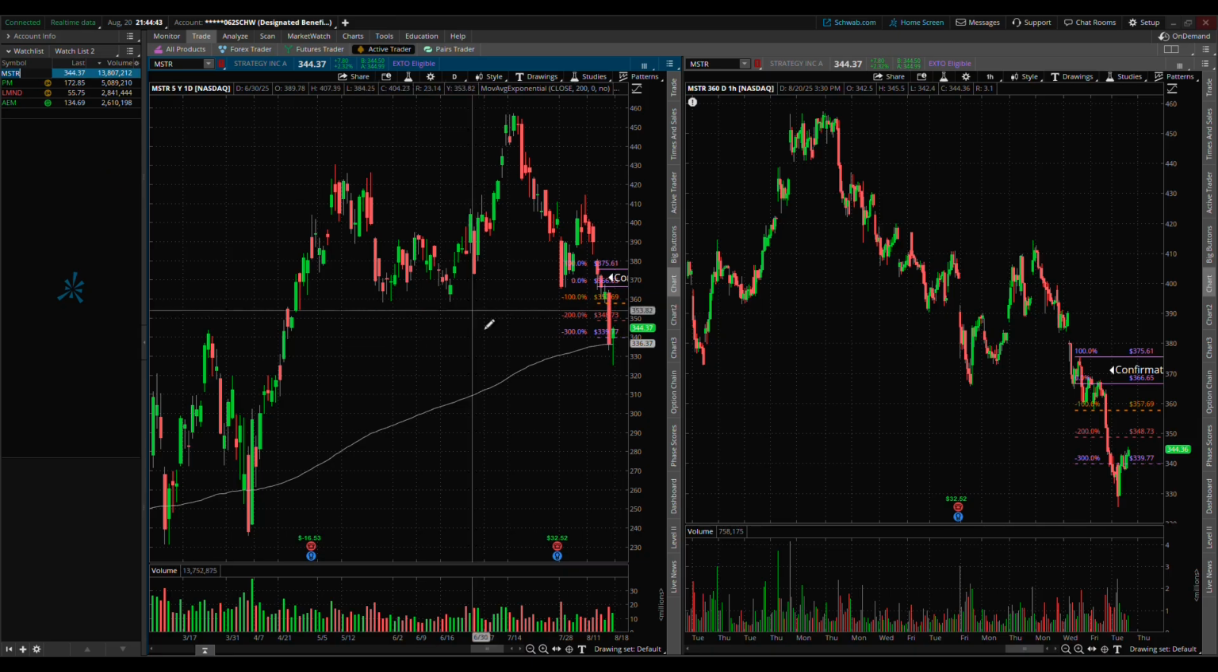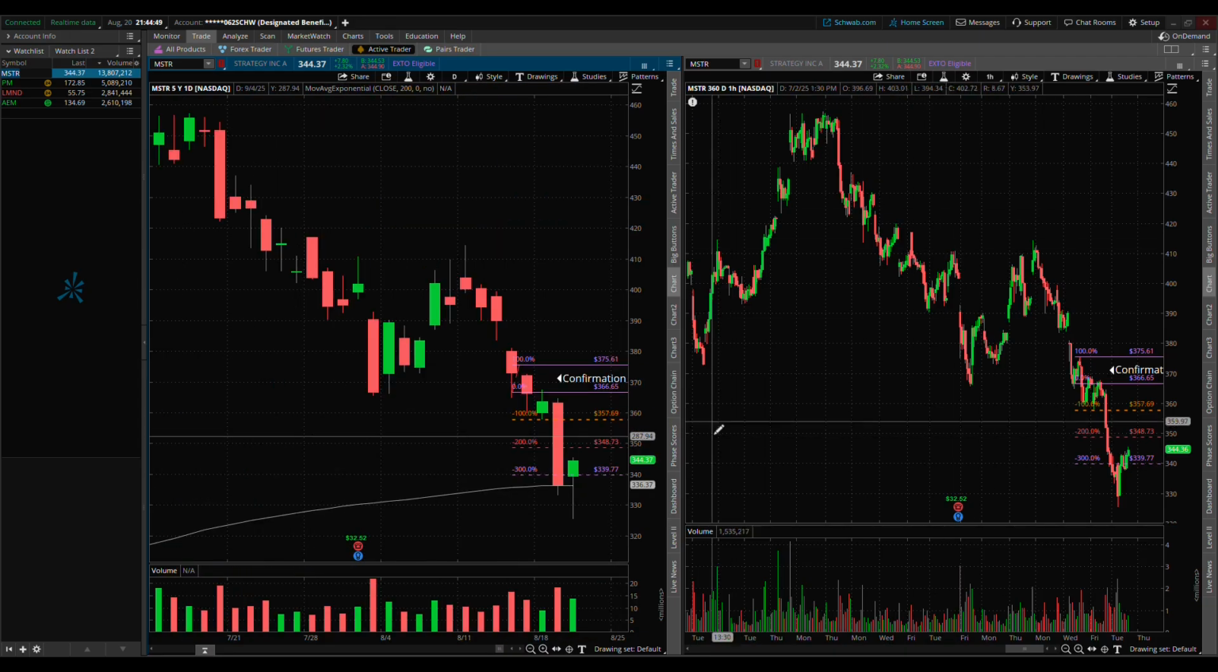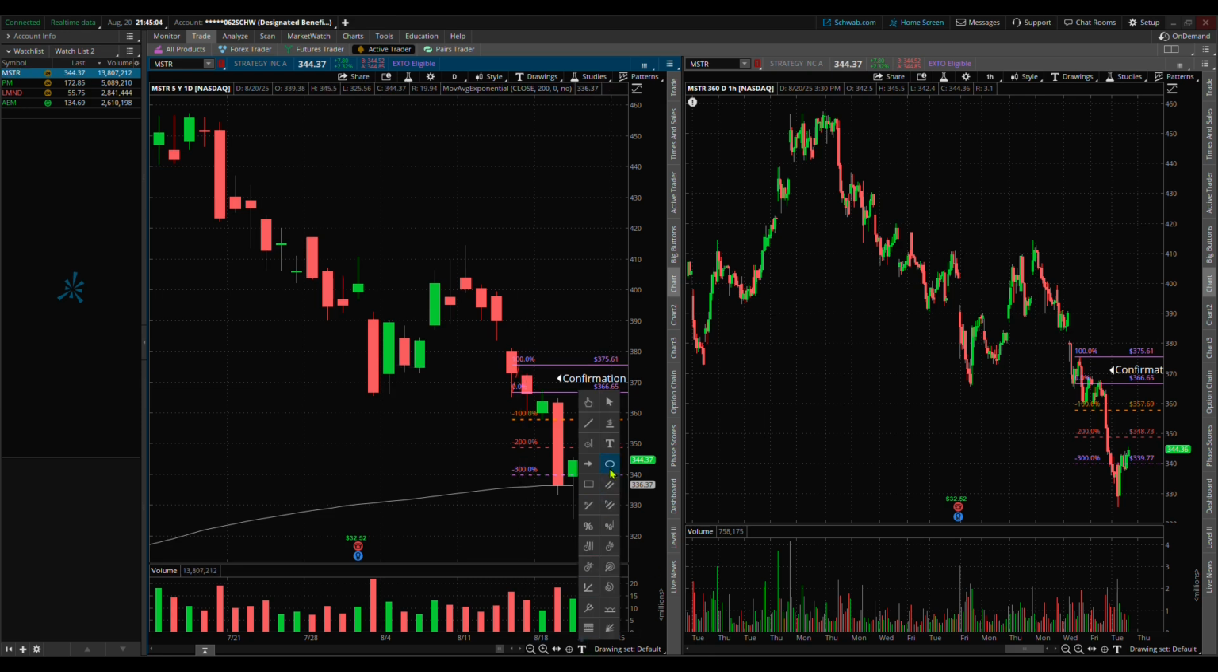So MSTR, we're here on the daily chart, which is on the left. On the right here is the hourly. So if we look at this one, we have our drop, base, drop, and then we break in on that. We have a drop, base, drop here. So we find our zone right up in this area. So if I highlight this right in this area here, we have a zone.